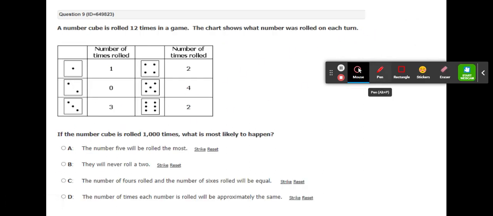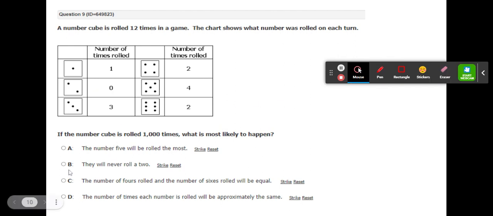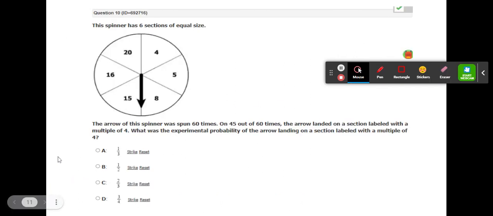A number cube is rolled 12 times in a game. The chart shows what number was rolled on each turn. But if the cube is rolled 1,000 times, what is most likely? Most likely, it means theoretical. We don't even really need these results again. What would most likely happen if you rolled the dice 1,000 times? Each number's going to be about the same. We can't base it on 4 rolls and 6 rolls would be equal. No, there's never going to be a 2. Well, of course you're going to roll a 2 if you roll the dice 1,000 times. So basically, you're ignoring the experimental probability again.